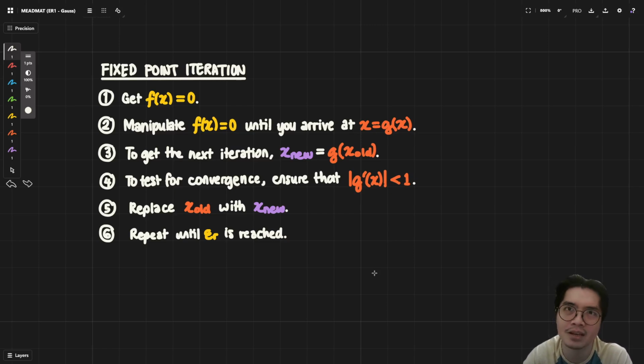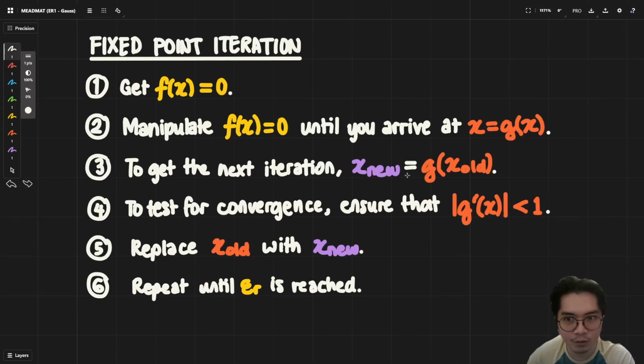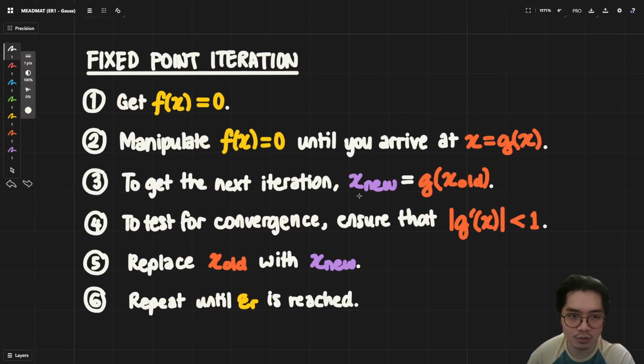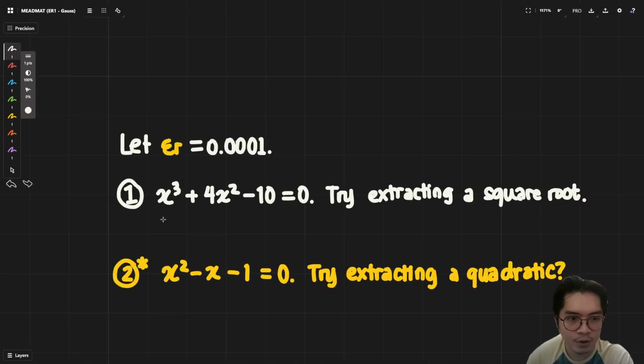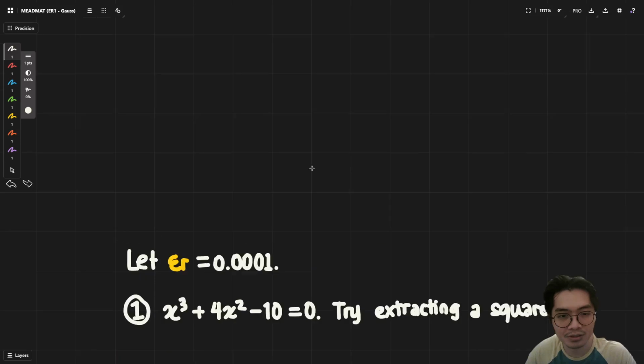And what better way to start off the open method with perhaps one of the most brain-intensive methods, the fixed point iteration method. It looks simple, but it's going to be a little bit more difficult once you have to try it yourself. First, we are going to have to set our value to 0. Say, for example, we have x cubed minus 4x squared plus 10 is equal to 0. This is already set at equals 0.